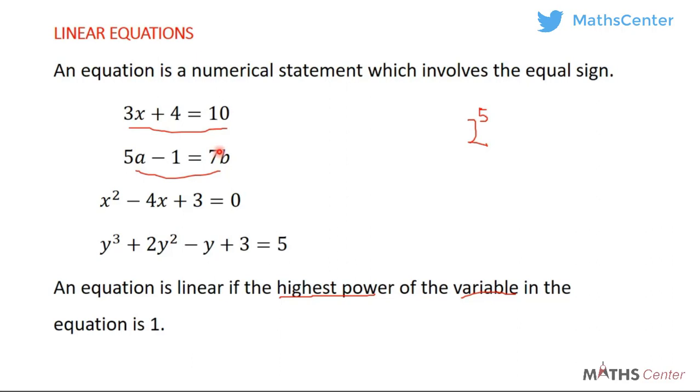So when a question tells you to solve an equation, all that it wants you to do is to find the value of the variable in the equation. So here, the variable is x. So if the question tells us to solve this equation, what it means is that find x. Here, when the question tells you to solve this equation, what it means is that find a and find b. I hope that is clear.